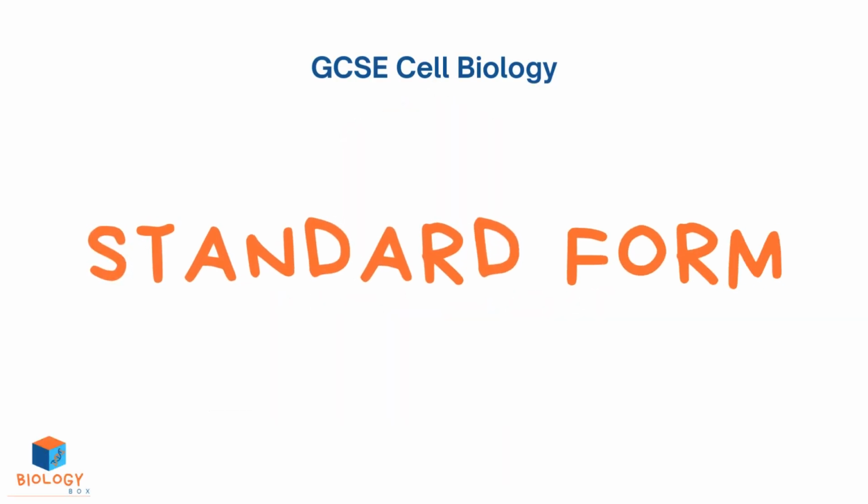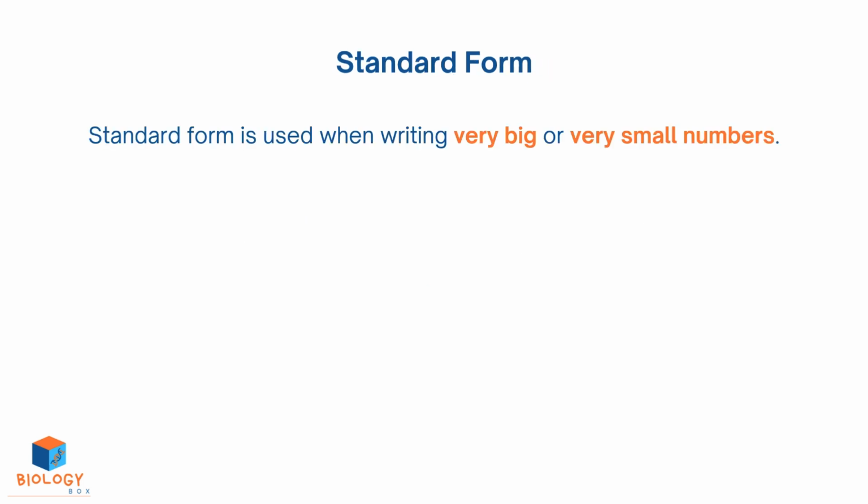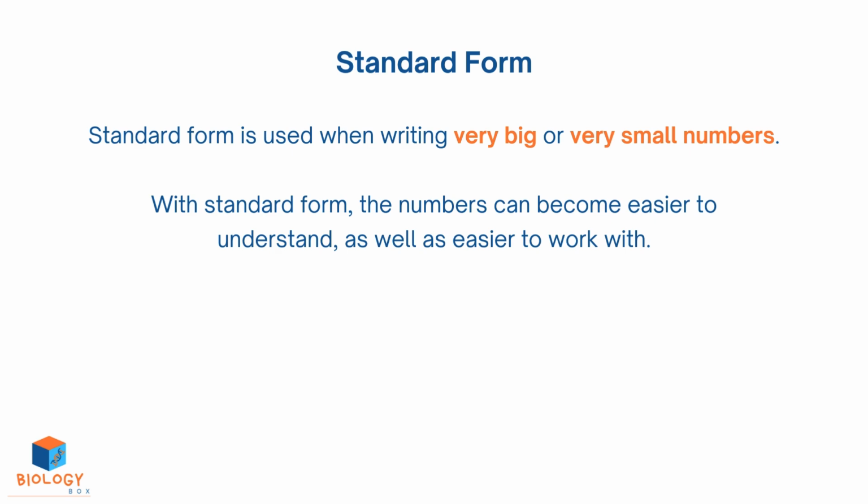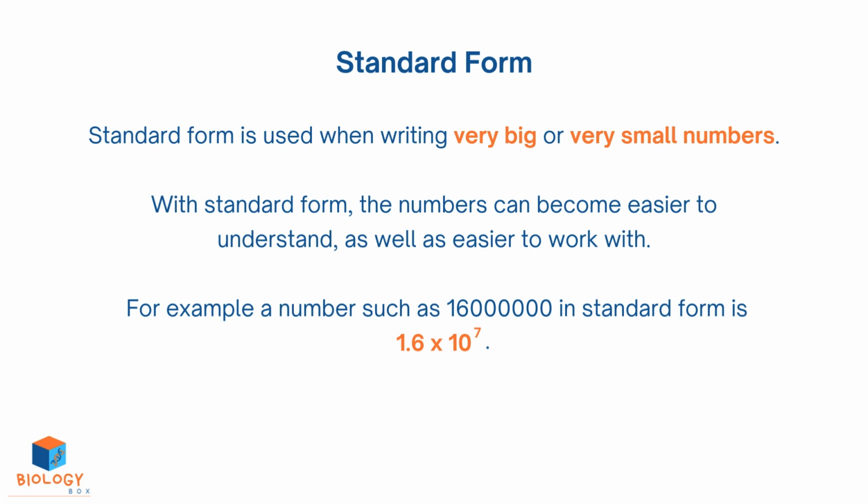Standard form. Standard form is used when writing very big or very small numbers. With standard form, the numbers can become easier to understand, as well as easier to work with. For example, a number such as 16 million in standard form is 1.6 multiplied by 10 to the power of 7.